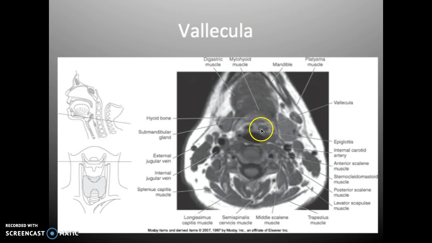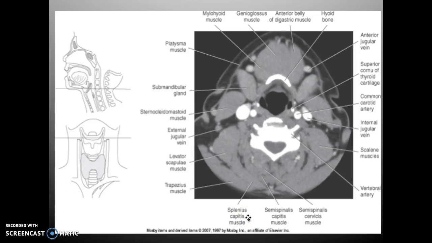Looking here, the main thing is you have your vallecula with your epiglottis, and you can see your internal carotid artery with your internal jugular vein. And here's your external jugular vein on either side. Pretty good for the muscles too. So you have your trapezius, here's your semispinalis cervicis muscle, and then this one right here is your longus capitis. Okay, good for the arteries.